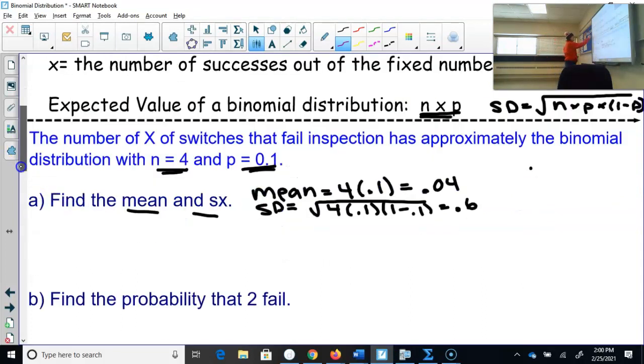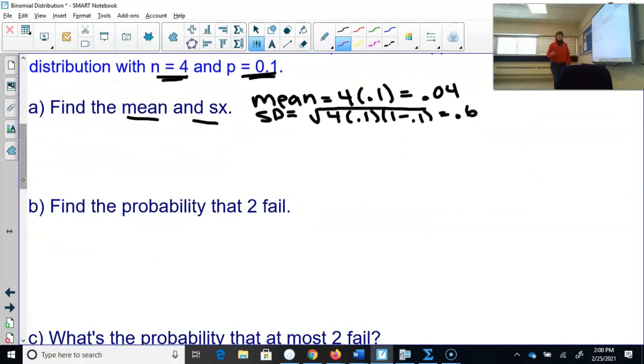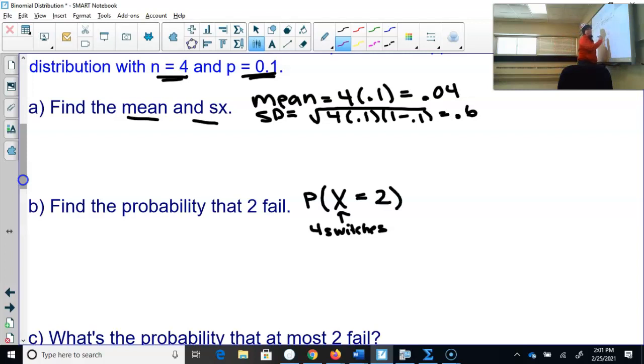Okay, the next thing I want to do, let's go down to part B. Find the probability that 2 fail. Now, here's what's really important, guys, is you have to use your probability statements or your life is going to be a little bit difficult. The probability that 2 fail. So that's the probability that X, this capital letter X, is the situation. What's happening? We're inspecting 4 switches. We want to know out of these 4 switches, so again, this is the story that's going on. We're inspecting 4 switches. You don't need to necessarily write that down on your problems. I'm just giving you the context right now. We want to know what is the probability that 2 of them fail.